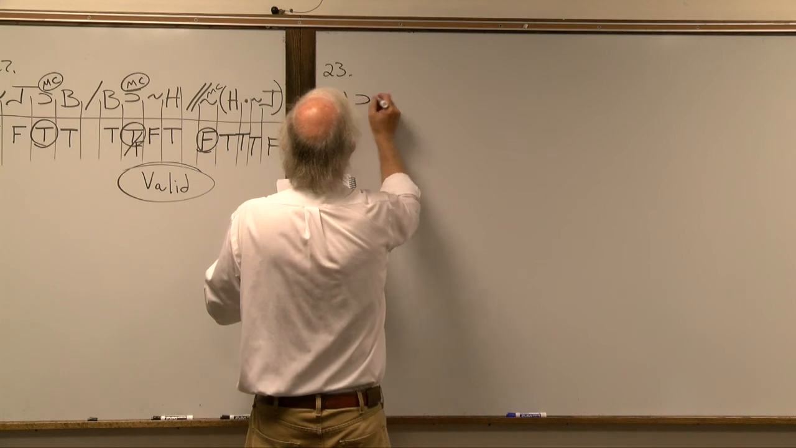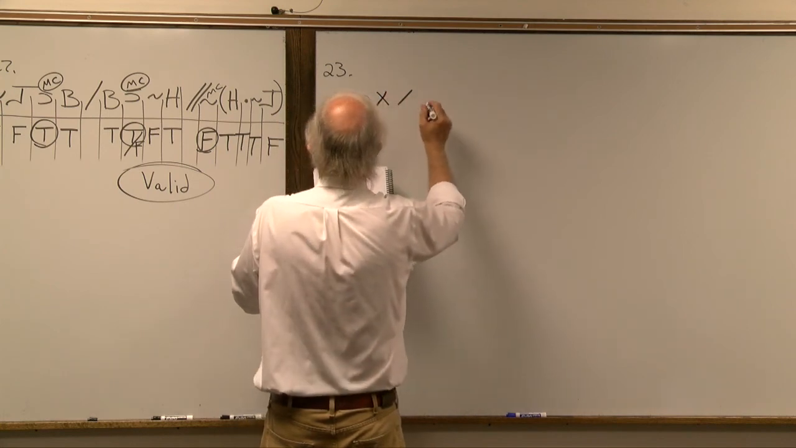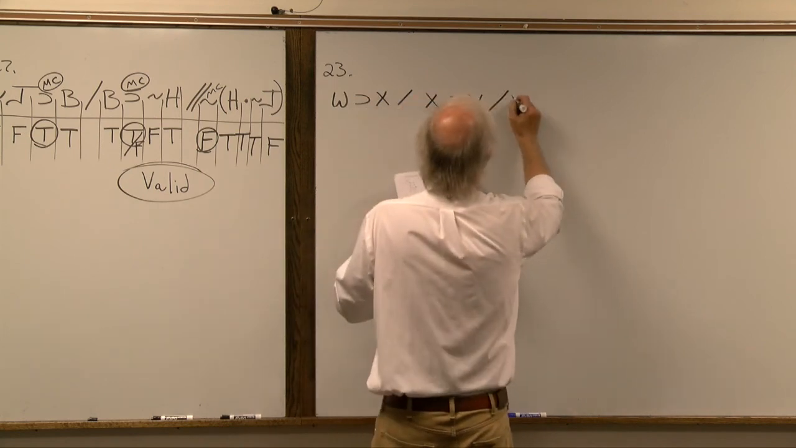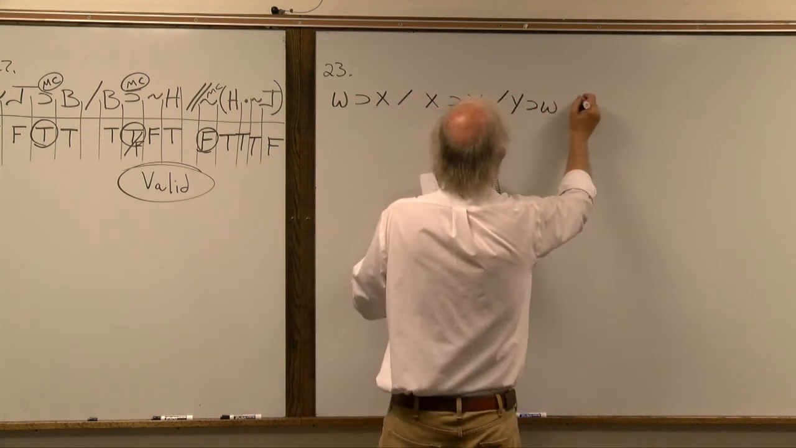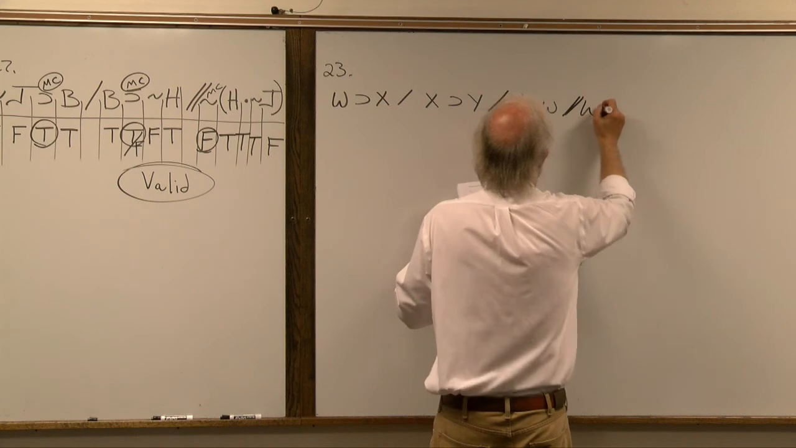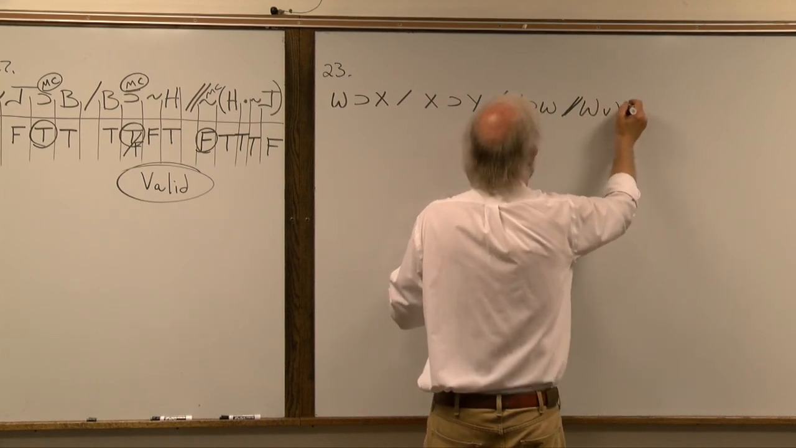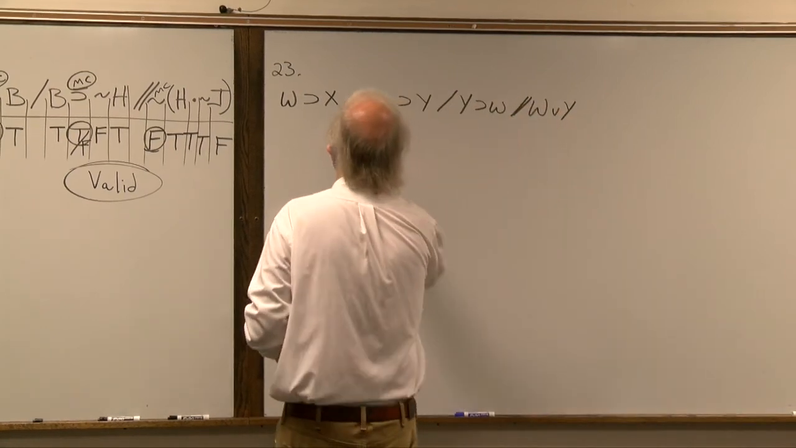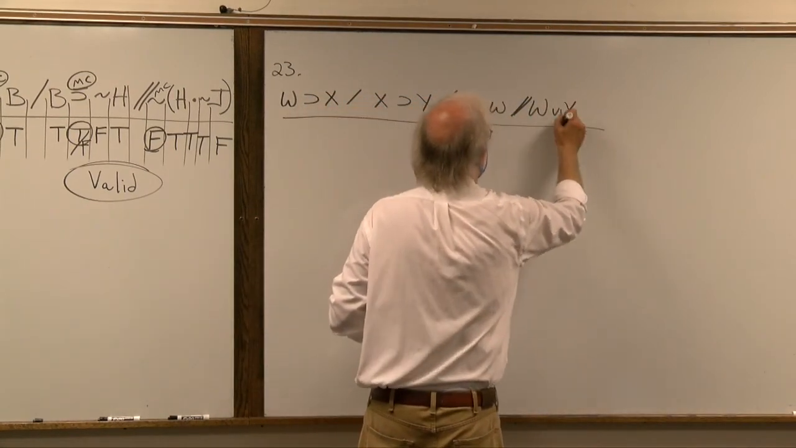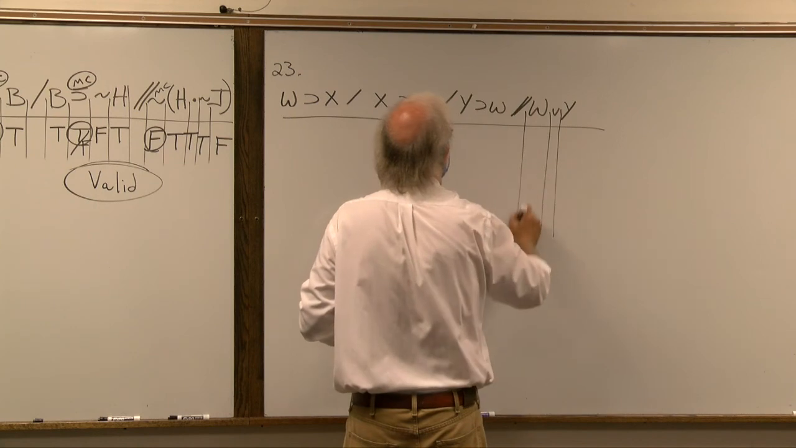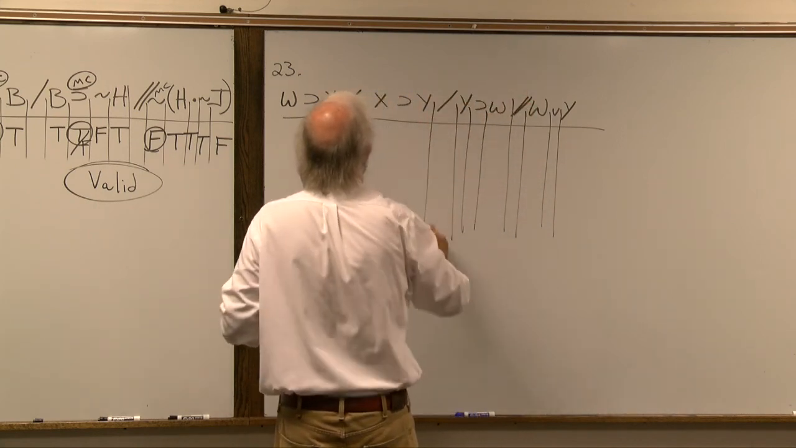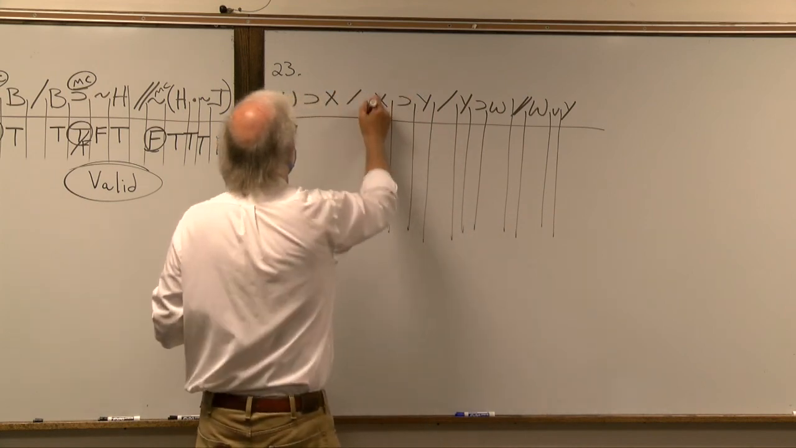Let's put them down. W implies X. X implies Y. Y implies W. The conclusion is either W or Y. Okay. We'll set up the columns like so.